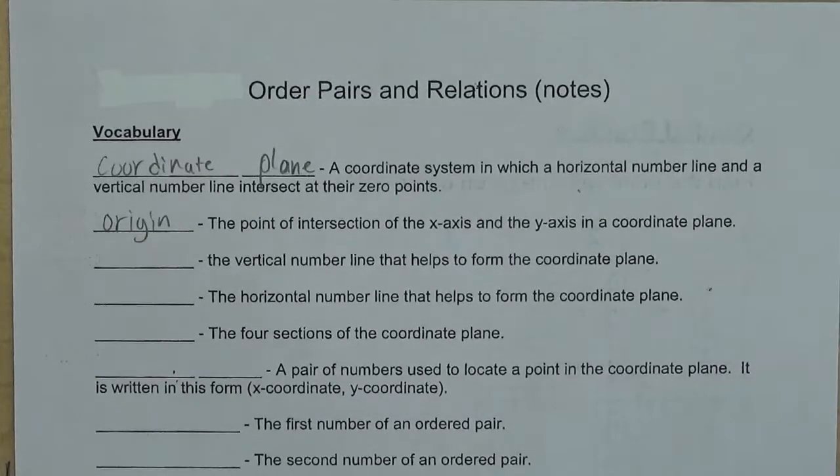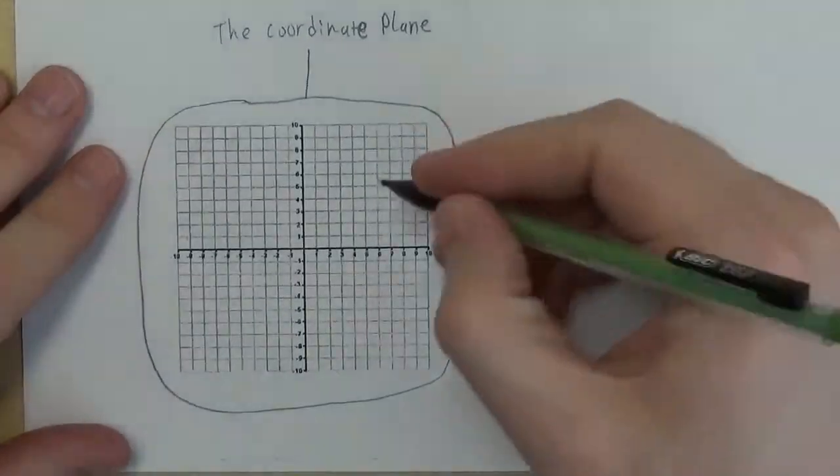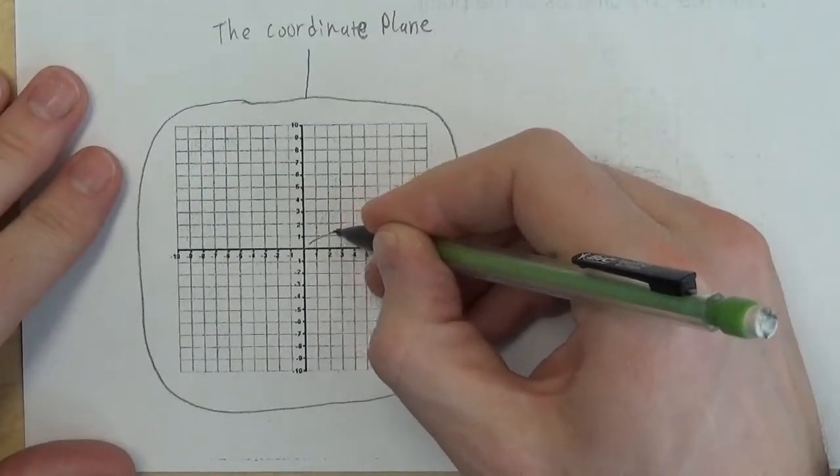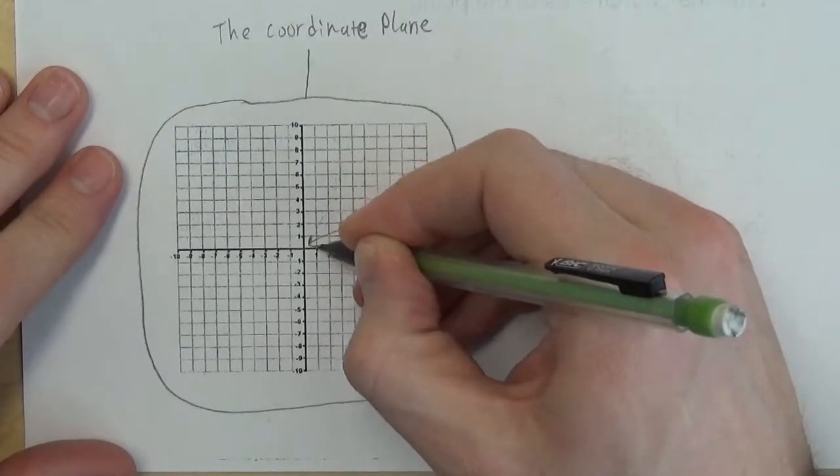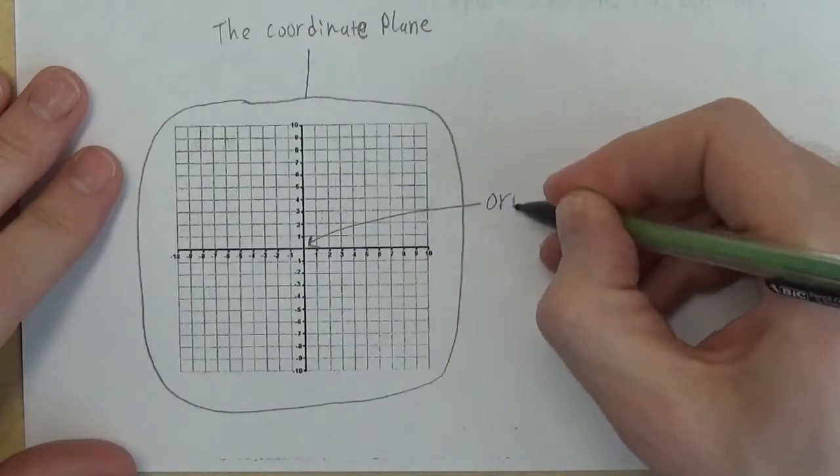And then we're going to drop down here, and we're going to point out the origin here. So go ahead and draw a line right to the origin there and make that into an arrow and label this origin.